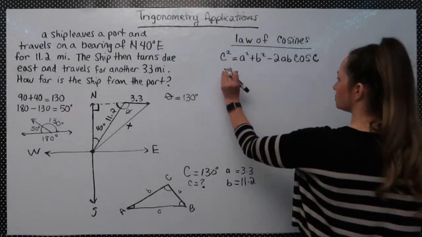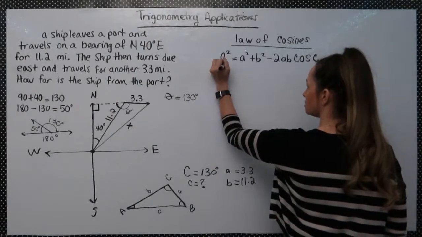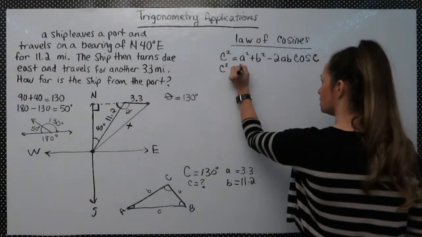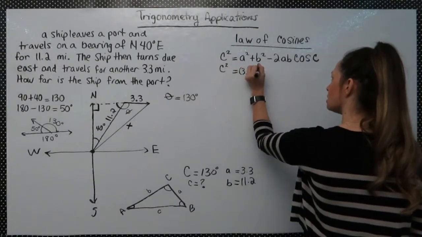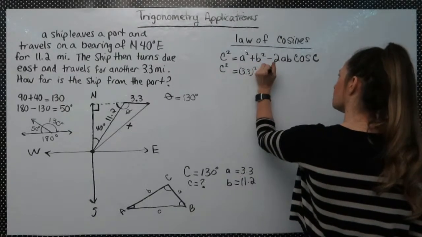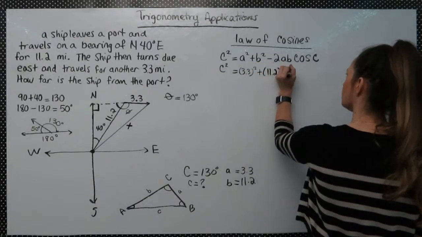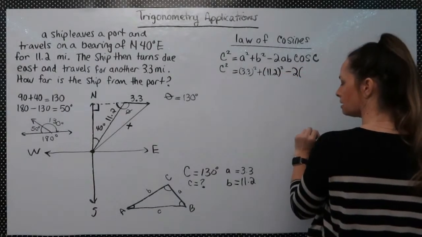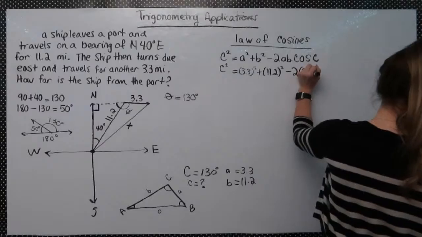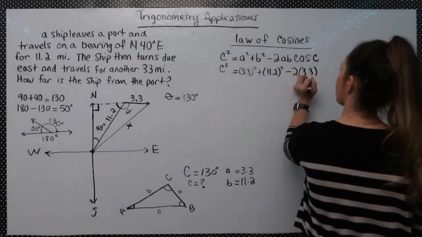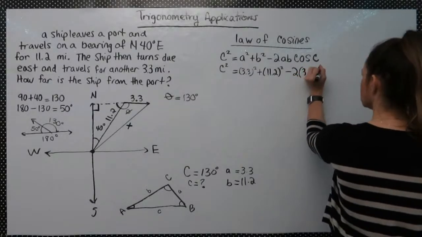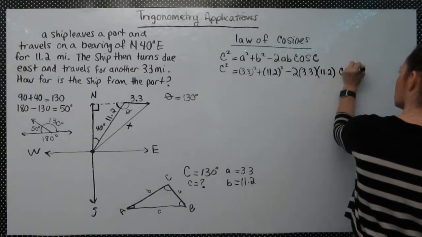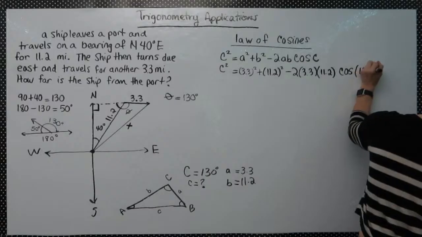And so I don't know what c is, so it's my variable. c squared equals, and we have a squared, so it's 3.3 squared plus 11.2 squared minus 2 times a, which is 3.3, times b, which is 11.2, and that's all times the cosine of 130 degrees.